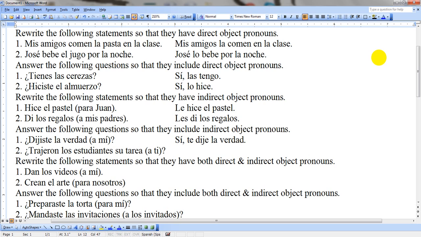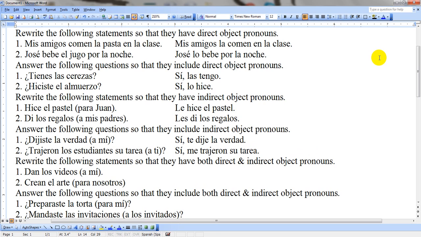And then this one's, did the students bring the homework to you? So I'm going to say, yes, they brought the homework. Now, if I'm asking you a question, you'd say, yes, they brought the homework to me. So I'll say, sí, me trajeron su tarea. The me because they brought it to me. Sorry, hopefully that wasn't too confusing.